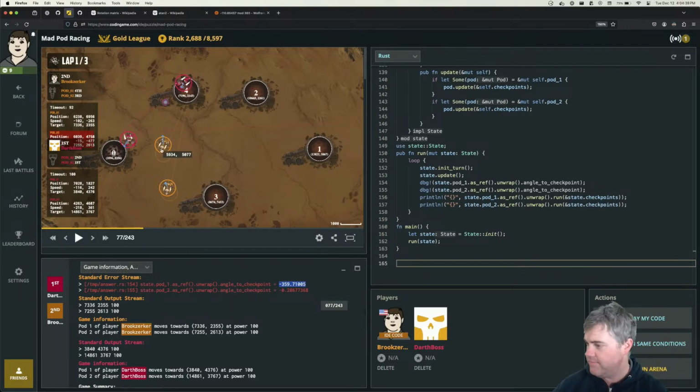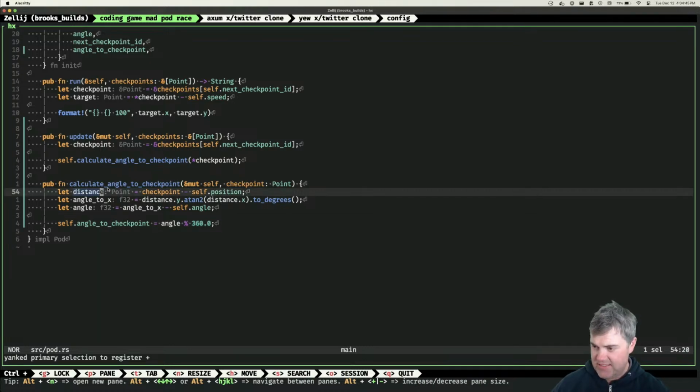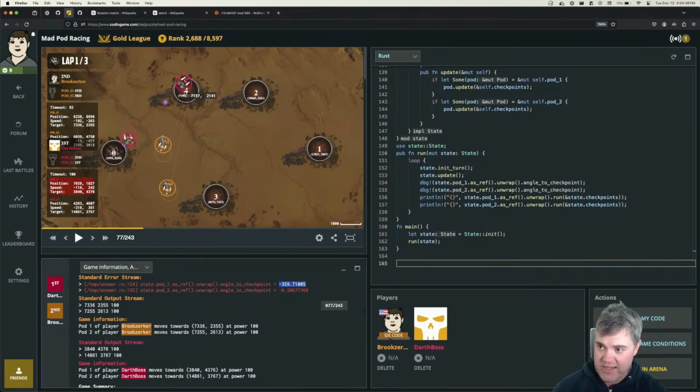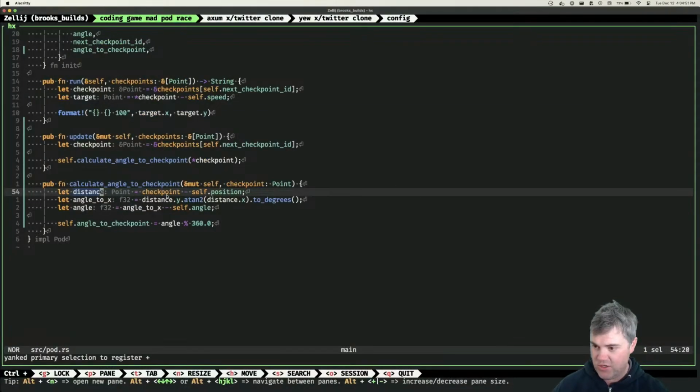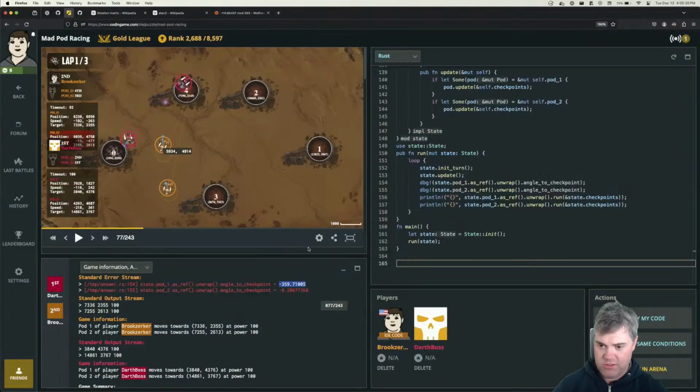So here's what I've got. Let's look at the code. Here my distance is the vector between the checkpoint and my position. I'm basically taking my checkpoint and my position and subtracting to get an XY point. I then get an angle to the X, starting with the Y and doing arctan 2 going to X, and then converting that to degrees. And then I'm subtracting that from the angle to east.